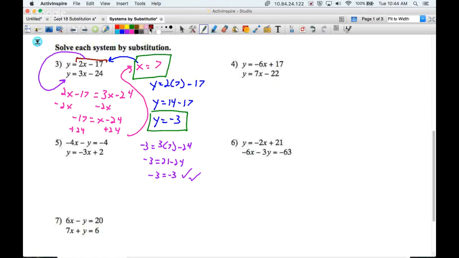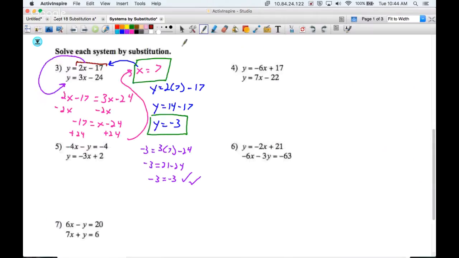Now you might choose to leave your answers like this, and if it doesn't tell you otherwise, then that's fine. But if it asks for an ordered pair, give your answer as an ordered pair. Parentheses 7 comma negative 3. Another way to give our answer there.